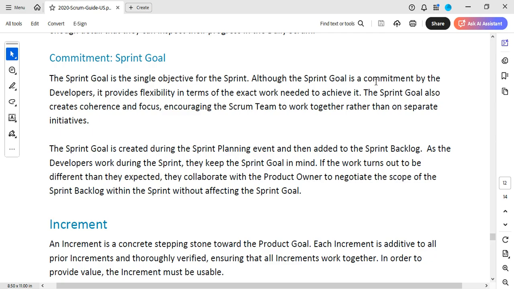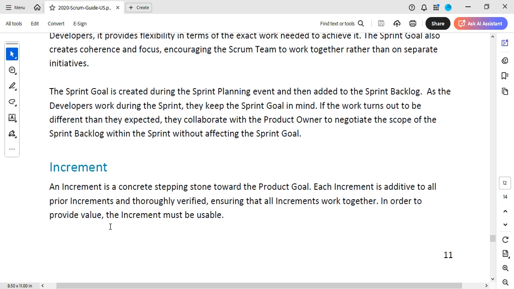Although the sprint goal is a commitment by the developers, it provides flexibility in terms of the exact work needed to achieve it. The sprint goal also creates coherence and focus. It helps the developers to focus on their work, encouraging the Scrum team to work together rather than on separate initiatives. Everybody knows that this is what we want to achieve, so everybody focuses on this. The sprint goal is created during the sprint planning event and then added to the sprint backlog. So remember, we said this before, it is created during the sprint planning, then added to the sprint backlog.